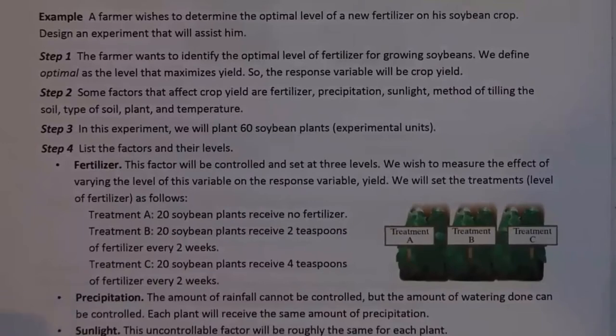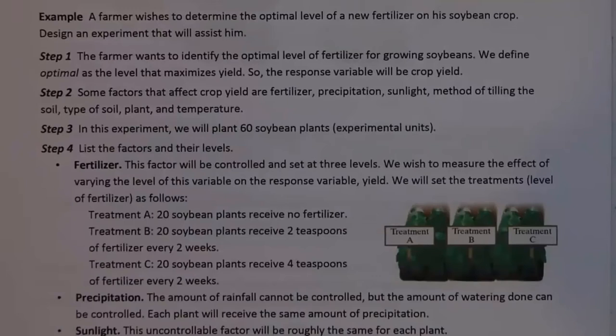Step two, what are the factors? Well, some factors that are going to affect crop yield will be, first of all, the amount of fertilizer. That's a factor that could affect the crop yield. Other things would be the amount of rainfall, so precipitation, the amount of sunlight, the way that we plant the soybeans, so how do we till the soil and plant them? What's the type of soil, like is it clay or what? The kind of plant we're using, so what's the variety of soybean, the temperature, and so on, and so on. So there's lots of different factors that we might have to take into consideration.